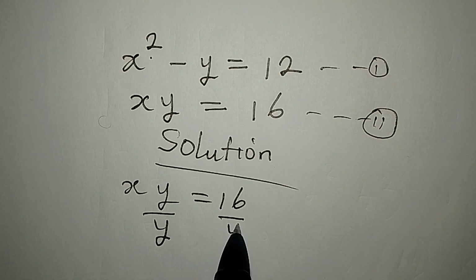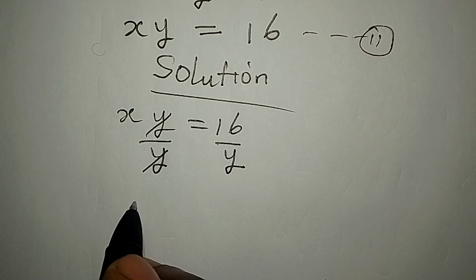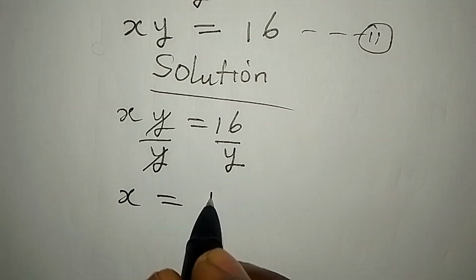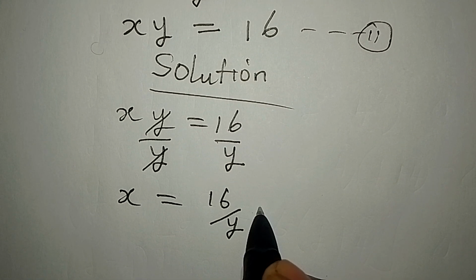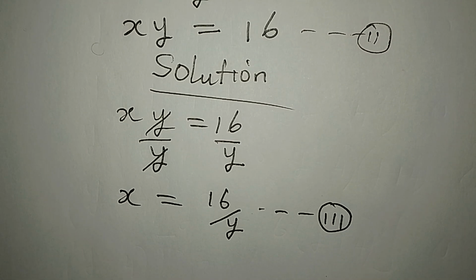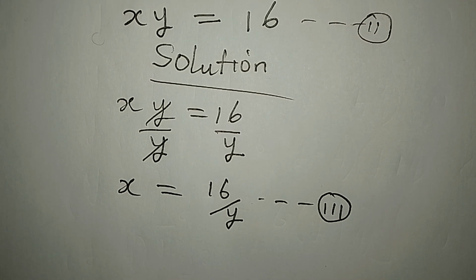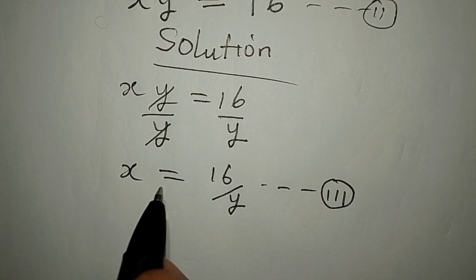and divide this by y. This is going to cancel this. And now x is equal to 16 over y. So this will now be our equation 3. Remember, we are going back to this equation 3 at some point, right?